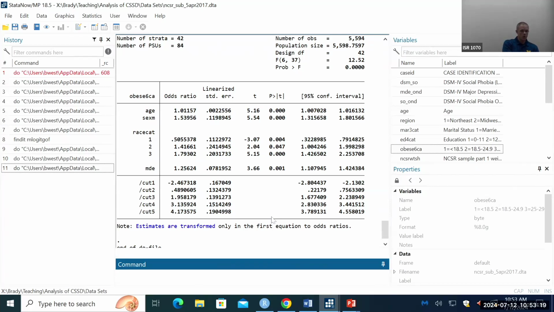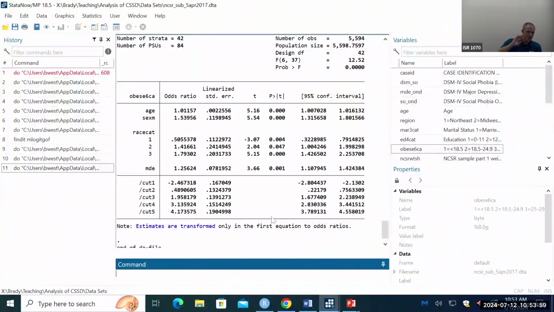Okay. What about for, let's say, MDE? People who have ever had a major depressive episode. What would we conclude for them? By how much? 25%. 26%. So the odds of being in higher BMI categories, the odds of being more obese, go up by about 26%. Okay, so a positive coefficient or an odds ratio above 1 means that you're more likely to be in a higher value category, for Stata users. That's always the key thing to remember: how is your software parameterizing these models?